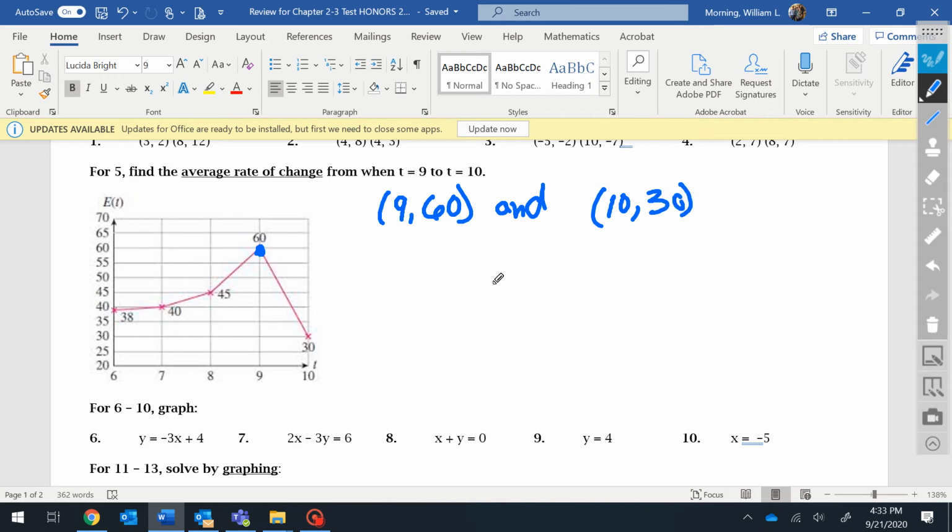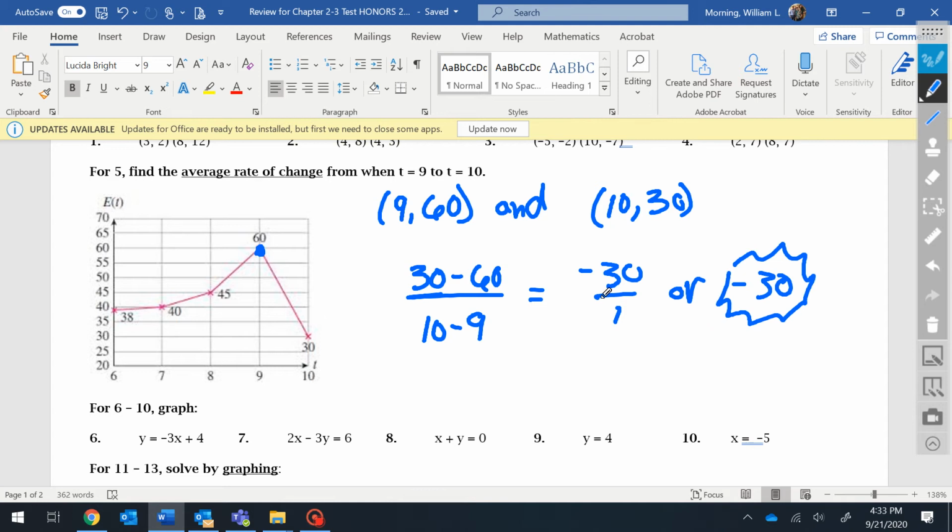So to find the average rate of change, we're looking for slope. So we do y2 minus y1, 30 minus 60, over x2 minus x1, 10 minus 9. So that leaves us with negative 30 over 1, or just negative 30. Either one of these would be fine. Alright, good.